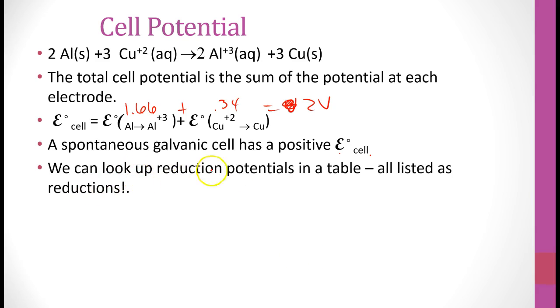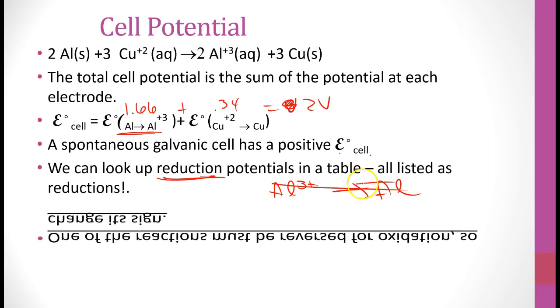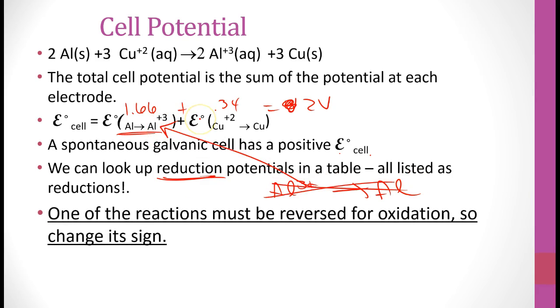You can look up reduction potentials in a table. Remember, they're all reductions. If you look for this one, it's going to be written like this. Al3 plus goes to Al. That is a reduction. So one of the reactions has to be reversed to turn it into oxidation. And what you do is you change its sign. That's all you do. You don't multiply by the 2 or the 3. All you do is change the sign and add them together.